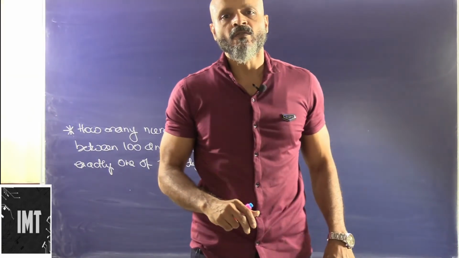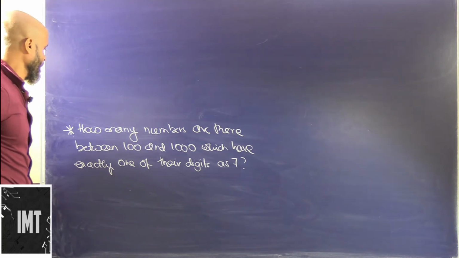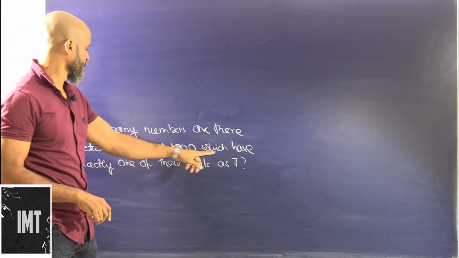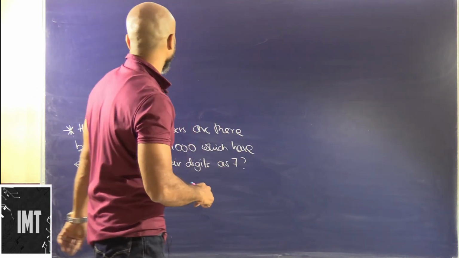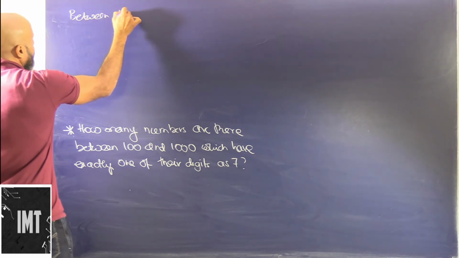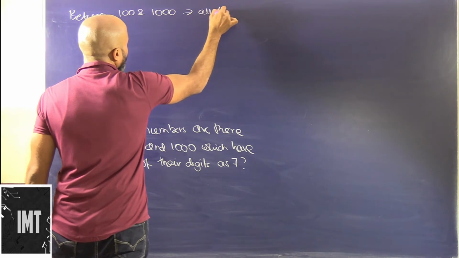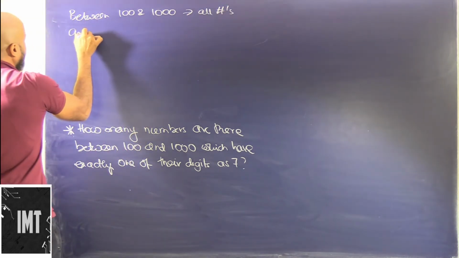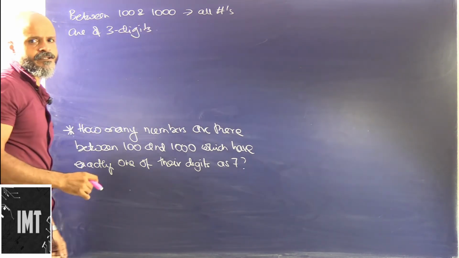Okay, so we'll deal with this problem here. How many numbers are there between 100 and 1000 which have exactly one of their digits as 7? Okay, so between 100 and 1000, all numbers are of 3 digits. Basically all numbers will be of 3 digits, right?